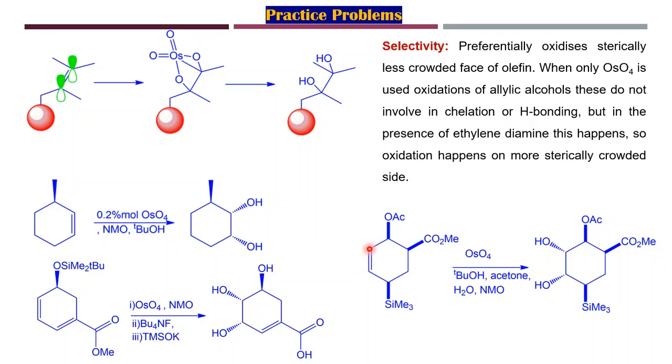Next part, similar thing, our alkene is over here. The OAc group is on the alpha bond, that is above the plane of this ring, that is the cycloalkene, and we are only using osmium tetroxide. There is no presence of ethylene diamine, hence the OH groups will be disposed below the plane of the ring, that is, if this is in alpha, this will be in beta bonds. So that is about the selectivity.